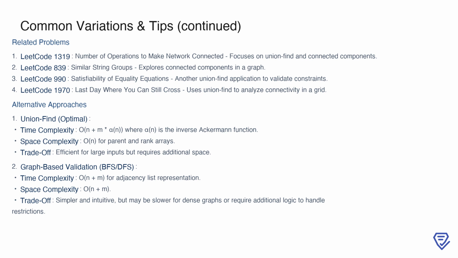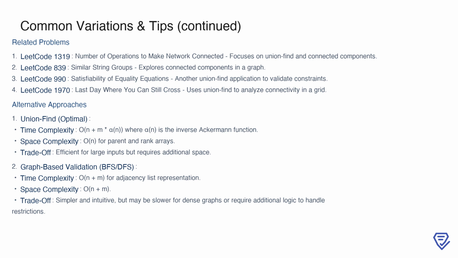The optimal method is Union Find, which has a time complexity of O(n + m * α(n)), where α(n) is the inverse Ackermann function. This approach also has a space complexity of O(n), as it requires arrays for parent and rank. The trade-off here is the additional space needed to achieve efficient performance for large inputs.